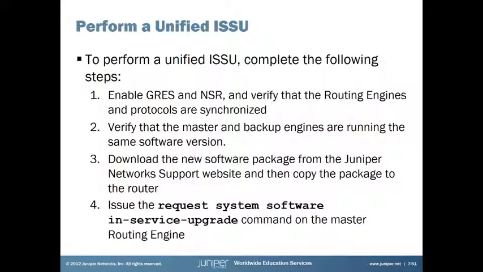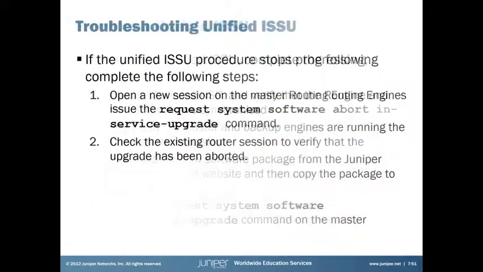Okay, so to perform a unified ISSU, complete the following: enable graceful routing engine switchover and non-stop routing, verify that the routing engines and protocols are synchronized, verify that the master and backup engines are running the same software version, download the new package from the Juniper Networks Support website, and then copy the package to the router. Issue the request system software in-service upgrade command on the master routing engine. Sorry about that noise. On the master routing engine.